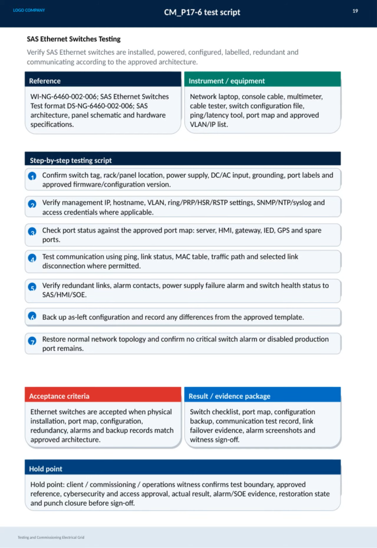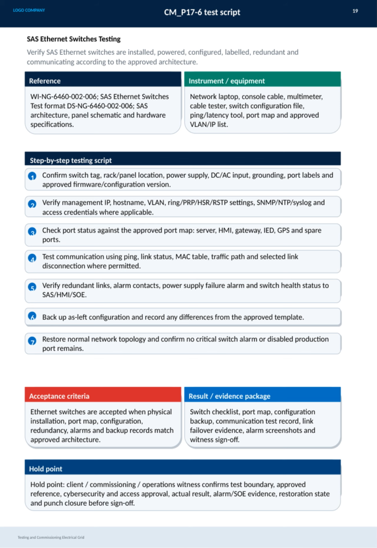Here we have the testing and commissioning process for SAS Ethernet switches within the electrical grid. The key goal is to verify that these switches are installed correctly and functioning according to the approved architecture. We start by confirming all physical aspects: the switch tag, location, power supply, grounding, port labels, and firmware versions. Then, we move on to checking the network settings, such as management IP, hostname, VLAN configurations, and other protocols like SNMP and NTP. Next, the port status is checked against the approved port map to ensure all connections to servers, HMIs, gateways, and other devices are correct.